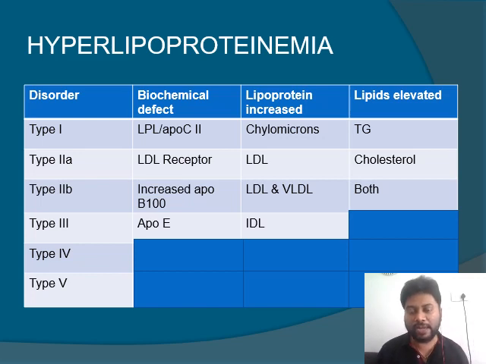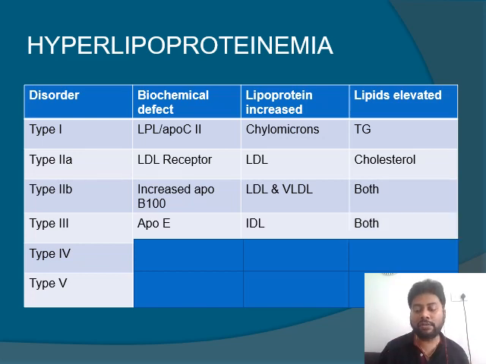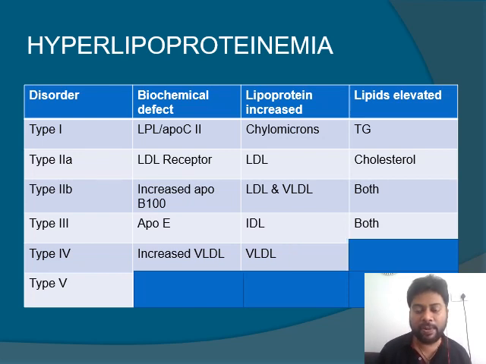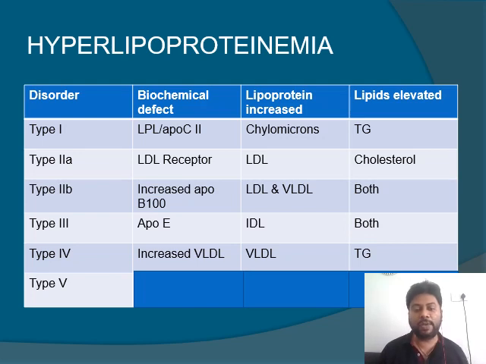When these accumulate, in IDL or intermediate density lipoprotein, what is the constituent? Actually, both triglycerides and cholesterol will be in a 1:1 ratio within the IDL, which means both triglycerides and cholesterol will be elevated, as you see in type 2B. So in type 2B and type 3, both cholesterol as well as triglycerides will be increased in the blood. Coming to type 4, here due to some unknown reasons, the production of VLDL will be increasing. If VLDL increases, what type of lipid will be accumulating? It is triglyceride. VLDL is rich in triglycerides. So here triglycerides will be accumulating.